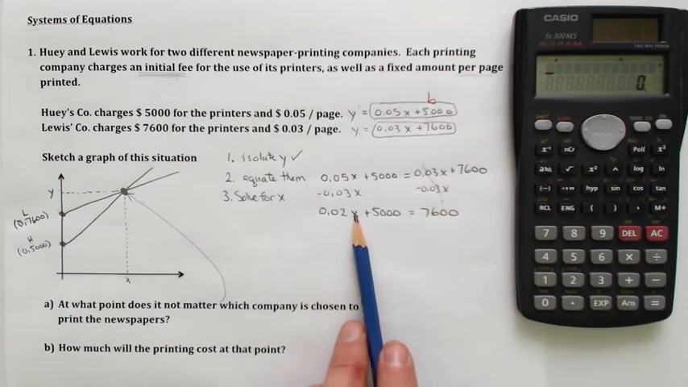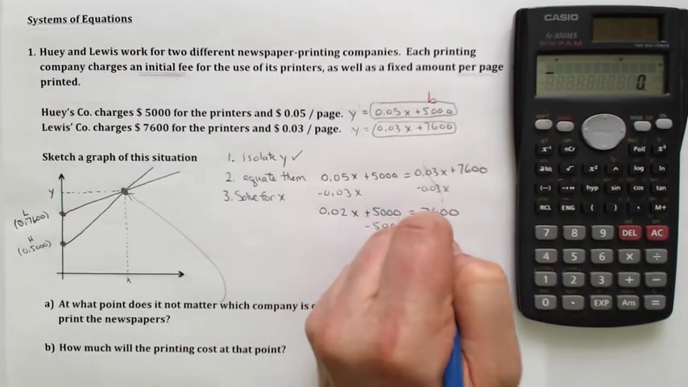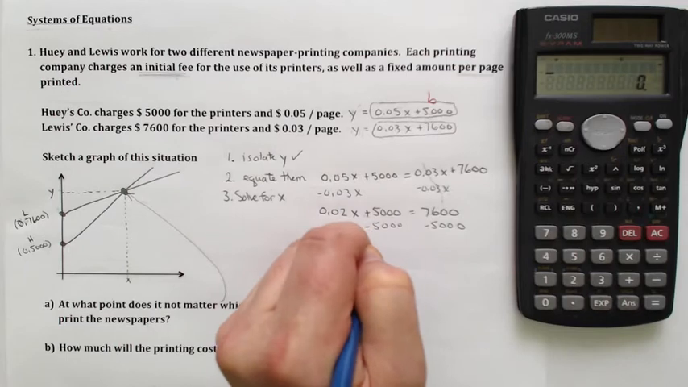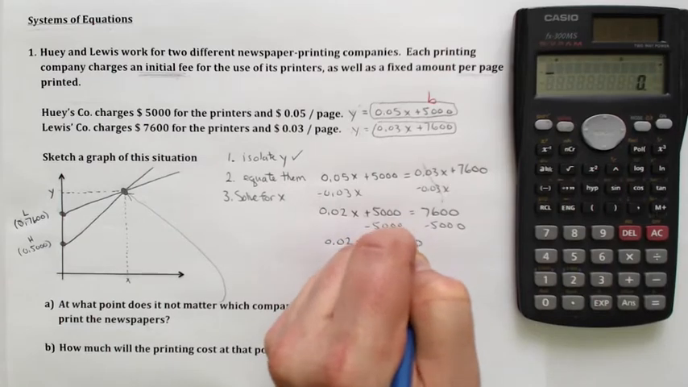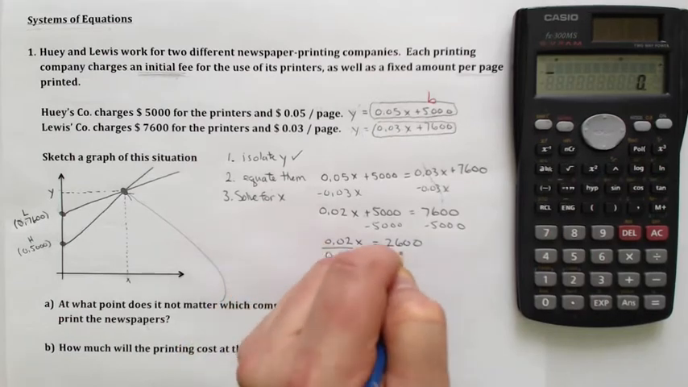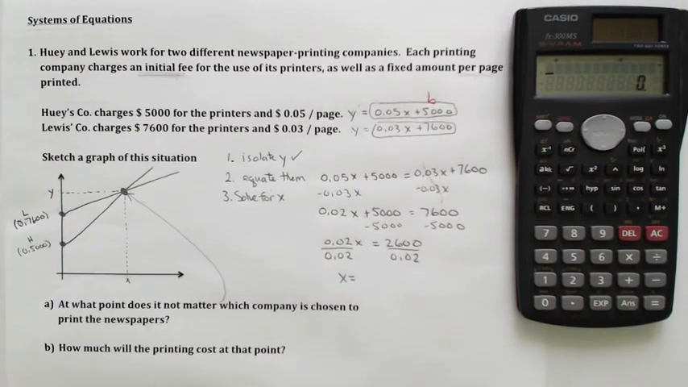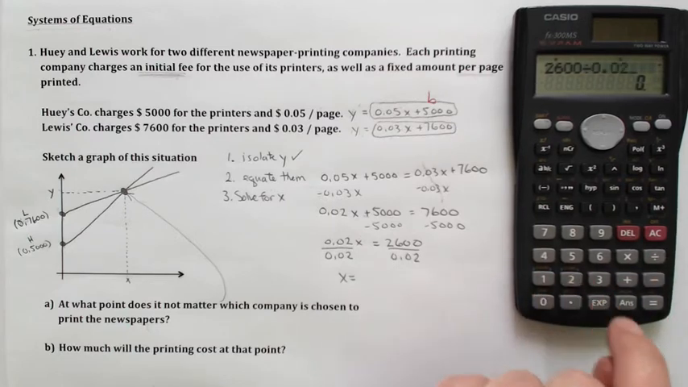Okay, so I subtracted that term. Now I'm going to try and isolate this x by subtracting my 5,000. And that's going to leave me with 0.02x is equal to 7,600 minus 5,000, which is 2,600. And now, last step is going to be divide both sides by 0.02. And when I do that, I get x is equal to, now this one I'll need the calculator, 2,600 divided by 0.02, grand total 130,000.